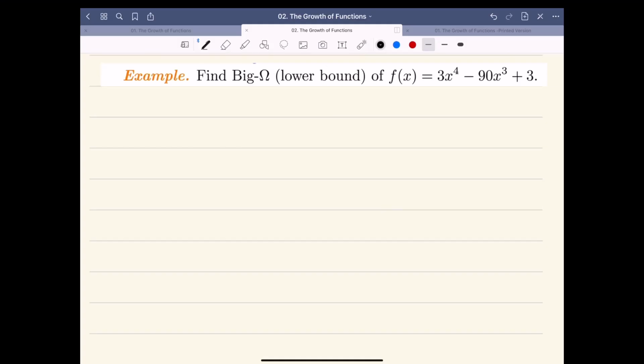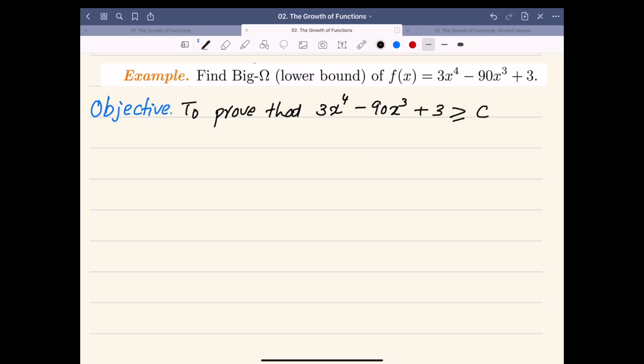To find big O of this polynomial, we need to write the objective. So what is the objective? Our objective is to prove that the polynomial 3x raised to power 4 minus 90x raised to power 3 plus 3 is greater than or equal to a constant multiplied by a power of x of the dominant term, which is this term. So the power of x of this dominant term is x raised to power 4.